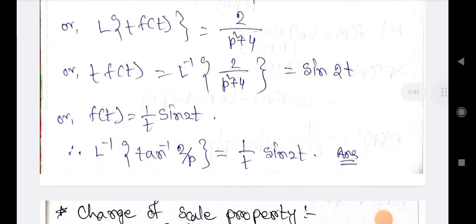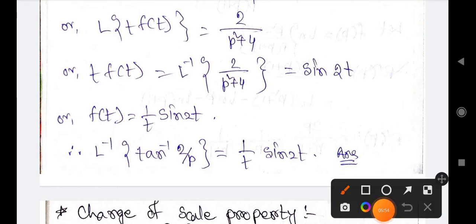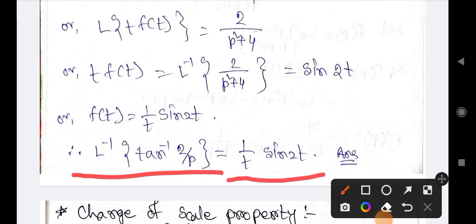Then f(t) equals 1 by 2 sin 2t. Then Laplace inverse of tan inverse 2 by p equals 1 by t sin 2t.